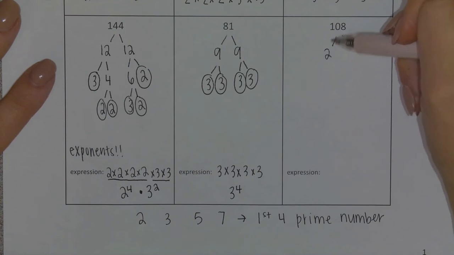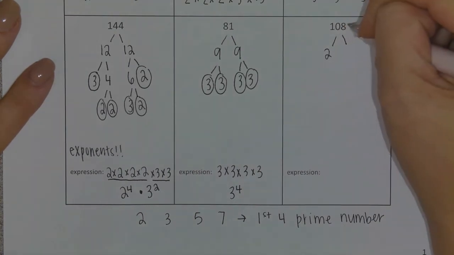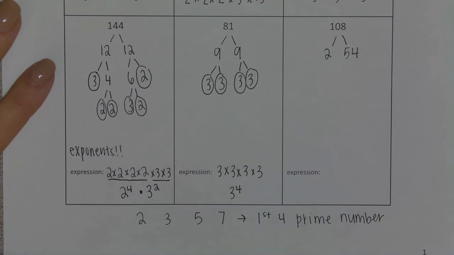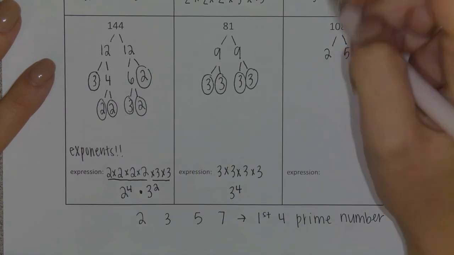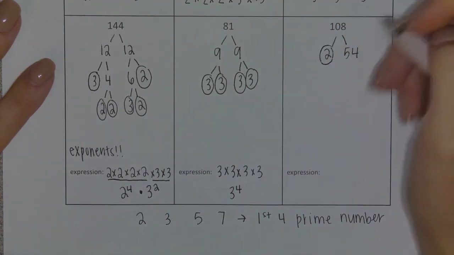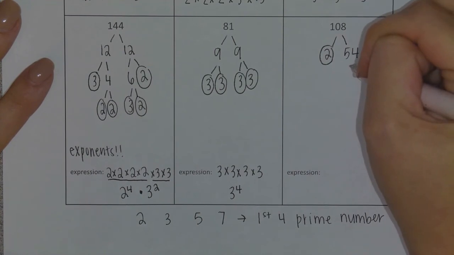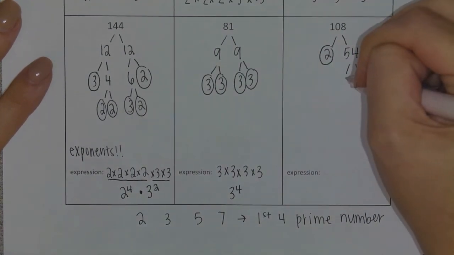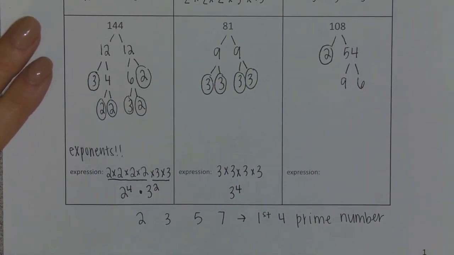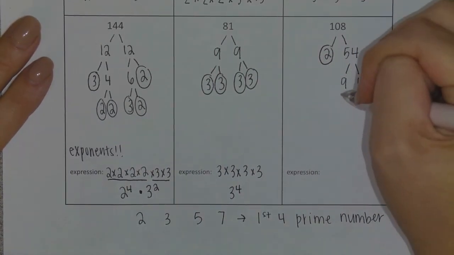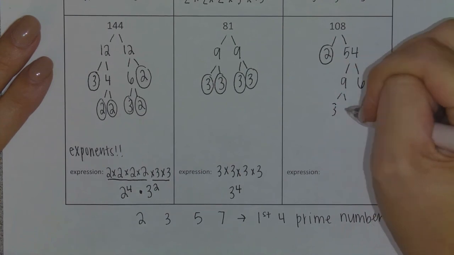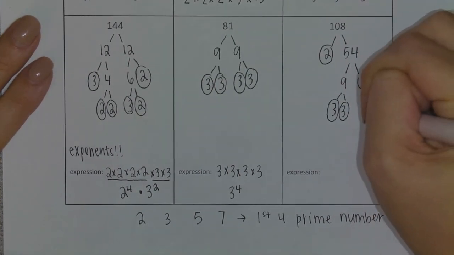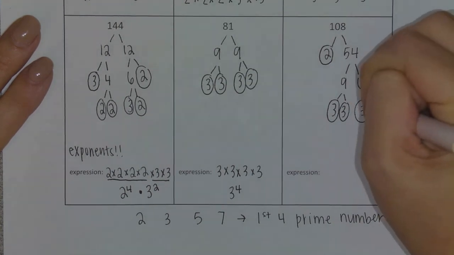So I can see that 2 will go into 10 5 times. It goes into 8 4 times. So that would be 2 times 54. Again, 2 is a prime number, so I'm going to circle it. Oh, I do know 54. Wow, I almost said I didn't know 54. My goodness gracious. 9 times 6 will give me 54. 9 is a composite number, which breaks down into 3 times 3. 6 is a composite number, which breaks down into 3 and 2.